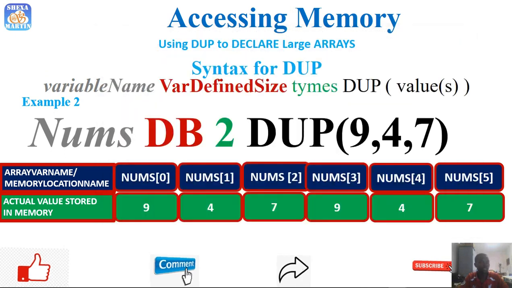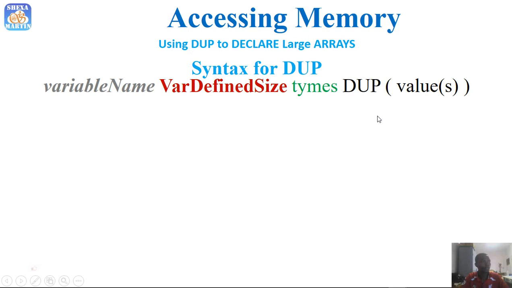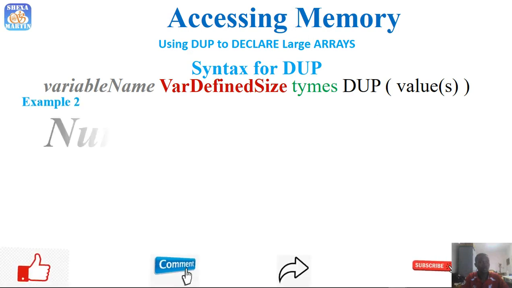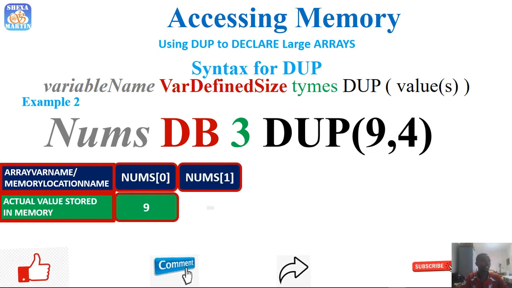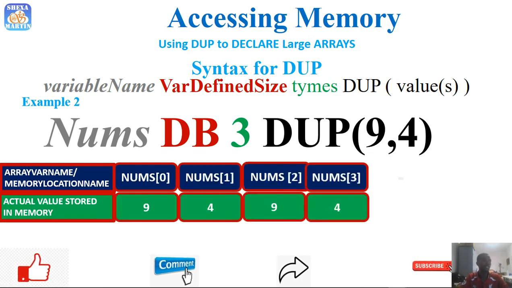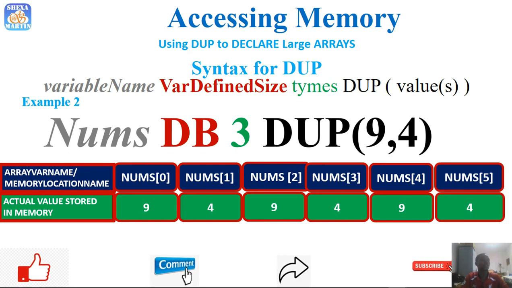Let's save it. Right, so that's it on that example. Let's look if we have another example. Right, let's now repeat 9 and 4 3 times. I think you now know how it's going to be repeated. It's going to be repeated that way: 9 4 9 4 9 4. So we have 9 3 times, and we have 4 3 times. So if we want to access the value at nums index 4, what do we get?